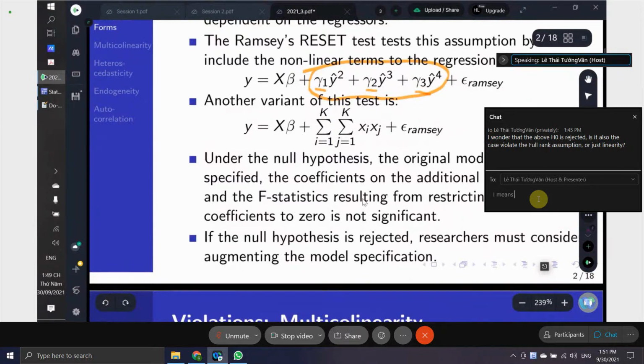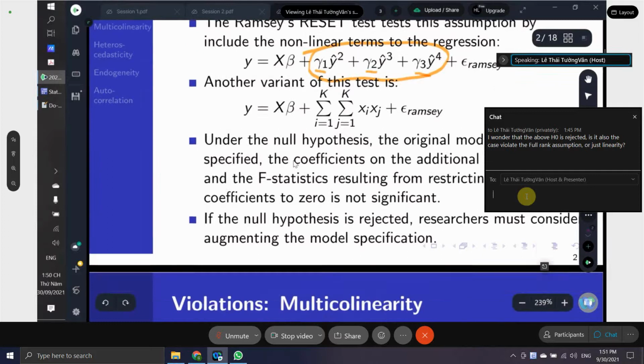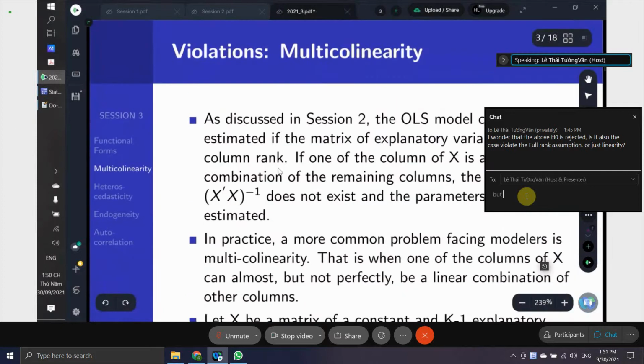Now, this is different from the violation of the full rank. We will talk about full rank going forward. But at least you understand what the Ramsey RESET test is. It is just the test of whether there is a true linear relationship first. Even when there is a linear relationship, if the columns of the variables are not full rank, you cannot estimate at all. So this comes to the second assumption.